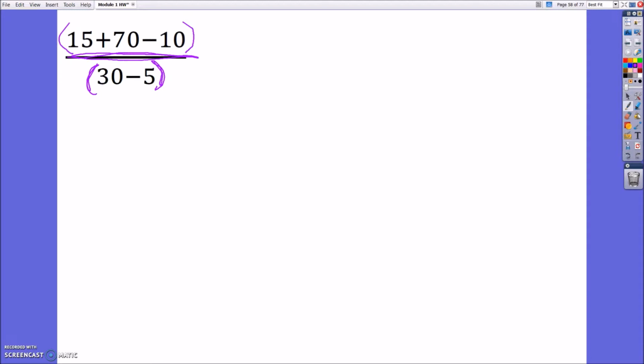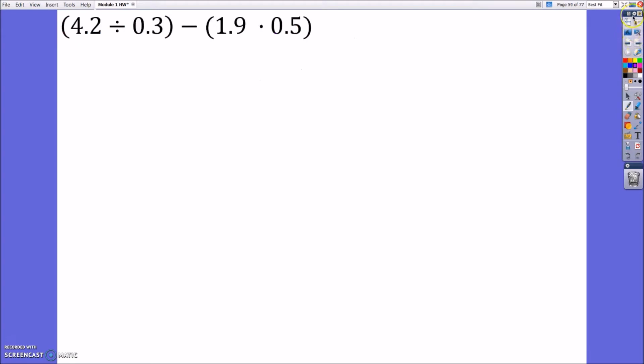So 15 plus 70 is 85. 85 minus 10 is going to be 75. And that is all going to be all over 30 minus 5. And 30 minus 5 is 25. Then what we're going to do is 75 divided by 25 is 3.